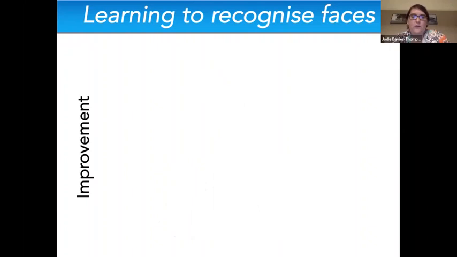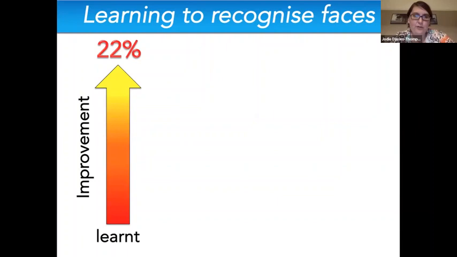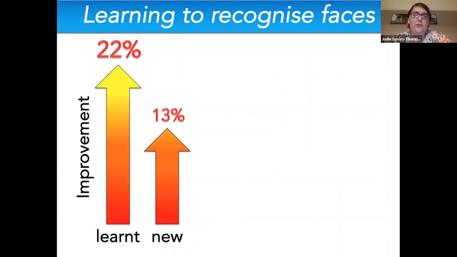And so, okay, what did we find? Well, the individuals with brain damage, we found that they improved 22% on the faces that they've learned. And in terms of new faces, they improved about 13%. So we showed them some faces which they had never seen before, and we asked them to tell them apart, and they showed an improvement of 13%, and 22% on the faces that they've learned. So we're seeing some improvement from this training program.